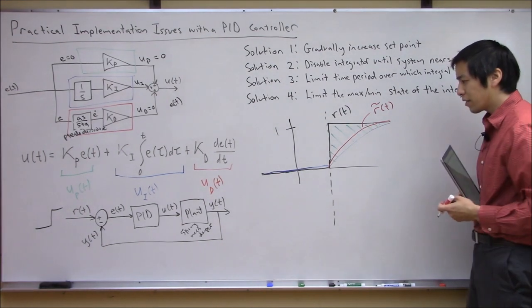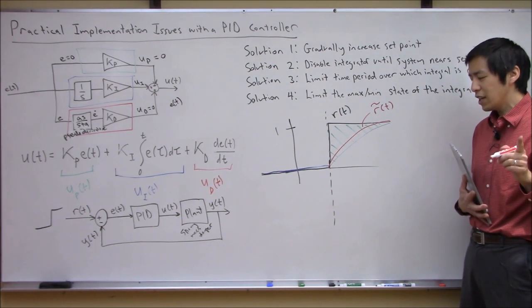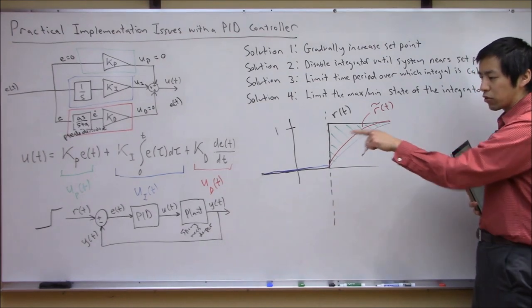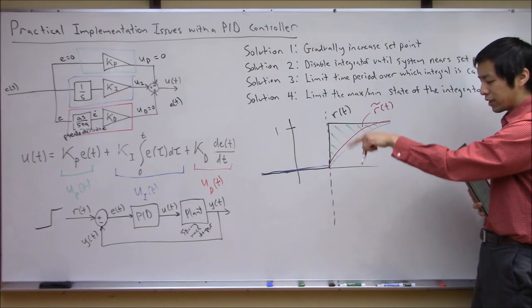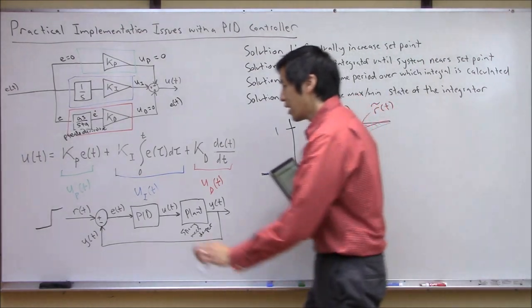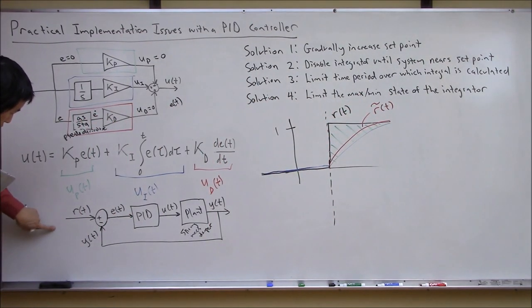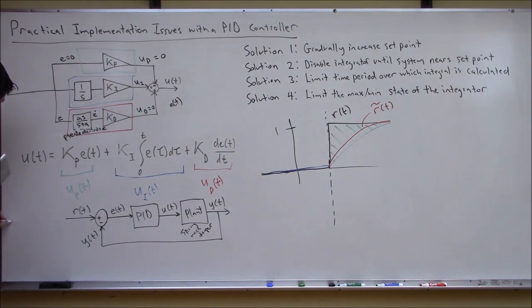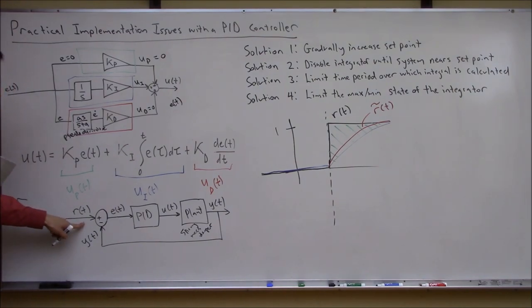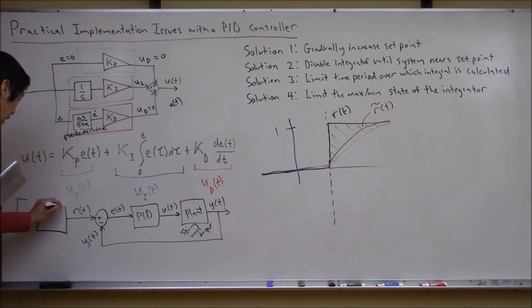So if you look at this, one way you can easily achieve this is by adding what's called a pre-filter on that R signal. What we mean by that is, we are still going to allow the user to specify step inputs, because there's nothing we can really do about stopping what the user is going to ask for. But we won't subject the control system to this violent step. Instead, we're going to add a pre-filter. Let's call this P of S.